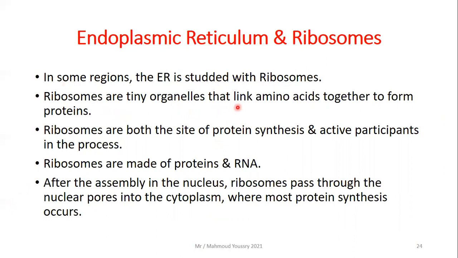Ribosomes are tiny organelles that link amino acids together to form proteins. They are both the site of protein synthesis and an active participant in the process. So they are the place where the protein is made, and they are active participants in this process. Ribosomes are made of proteins and RNA, as we said. After assembly in the nucleus, they pass through the nuclear pores into the cytoplasm, where most protein synthesis takes place.